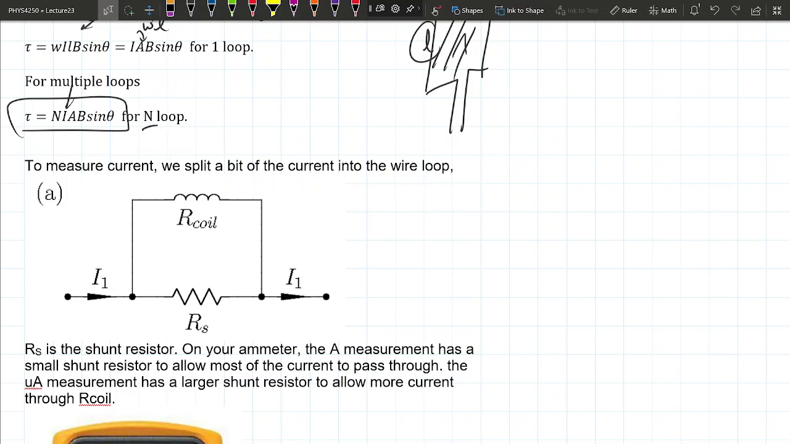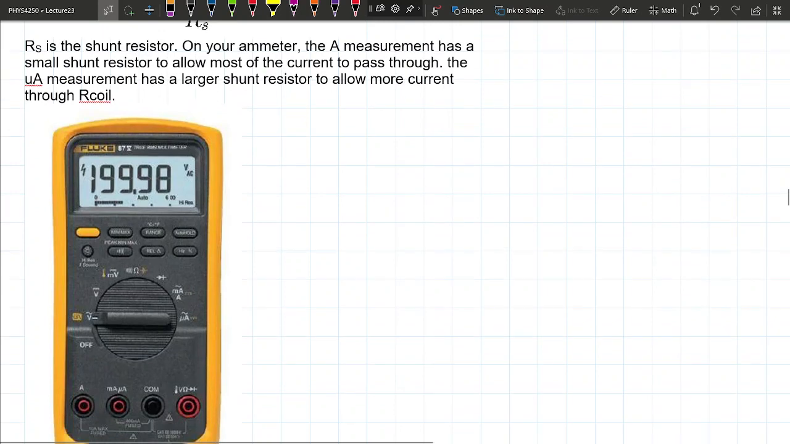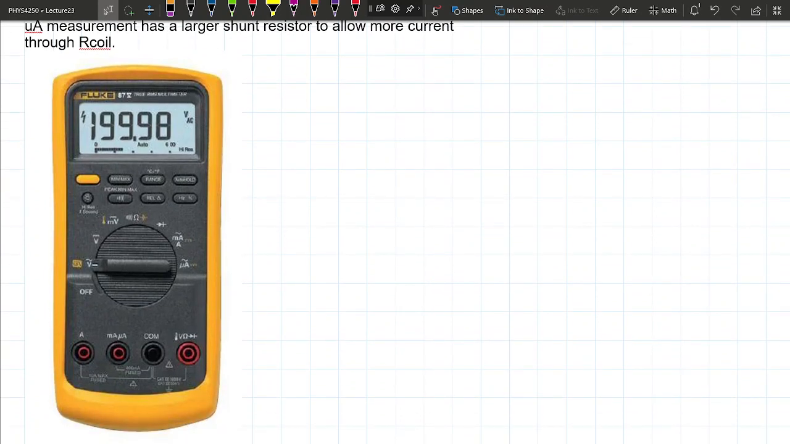If you go look on your meter, you can just physically look at it. I can point to it up here. You're going to see two different inlets for what they just mark A, okay? A stands for ampere, which means it's measuring amperes. So there's one that's A, and there's one that's mA, and then microamp. You guys see that on your meter? These two ports have different shunt resistors on them.